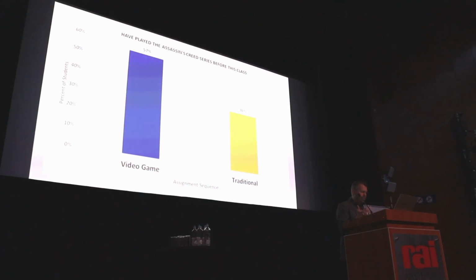And a similar trend emerges for their experience with the video game Assassin's Creed series as well, right? So over half of the people who chose the video game sequence have some experience playing the game before. Only about a third of the people who chose the traditional reading response sequence have some experience playing the game. So one of the useful takeaways there is that in this sort of scenario, when people are choosing, right, they're really doing so based on their previous experiences.